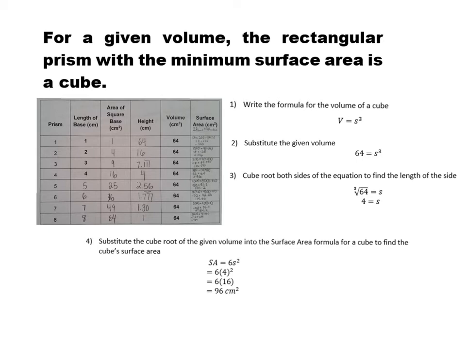So our surface area formula is surface area equals 6s squared, and we would substitute in 4 for s, and we would get 6 times 4 squared, and eventually we would get that the surface area is 96 centimeters squared. That surface area is the minimum surface area for a rectangular prism that has a volume of 64.